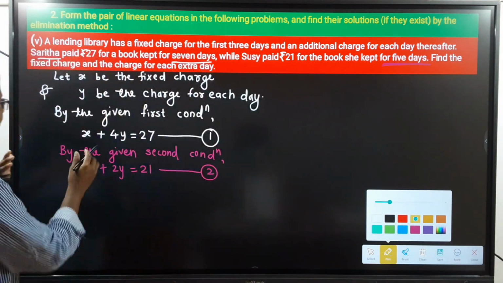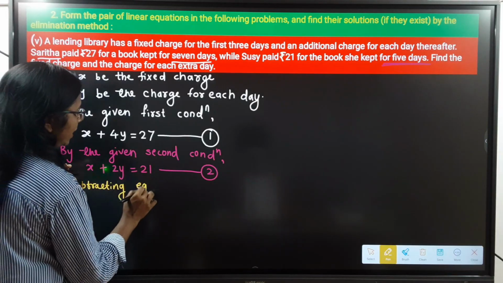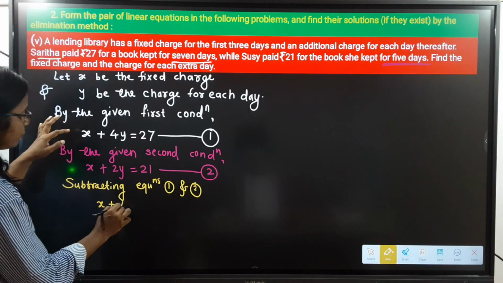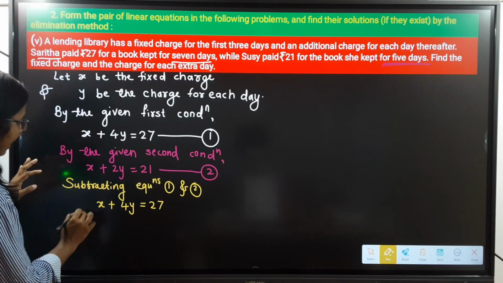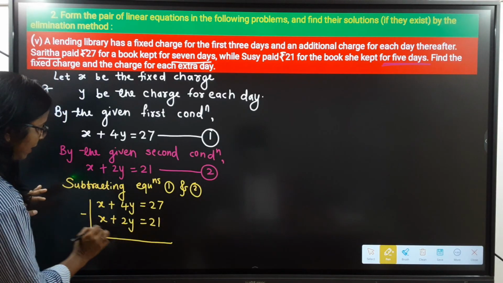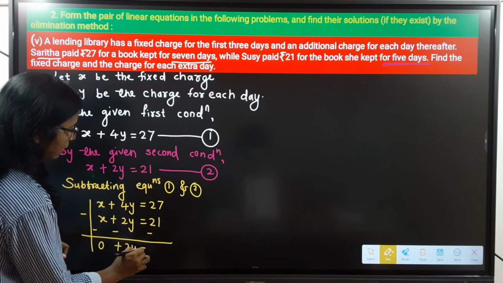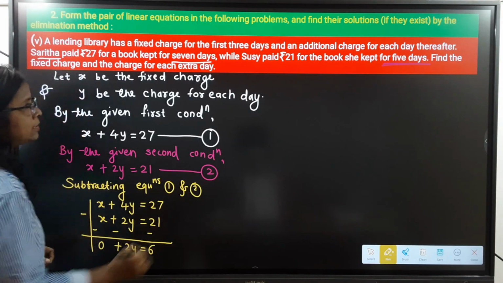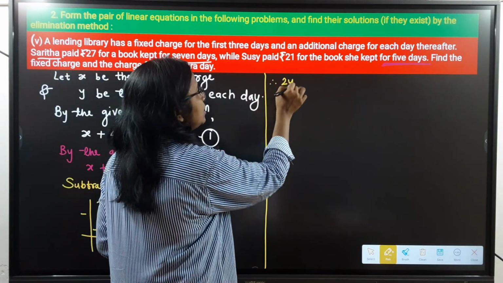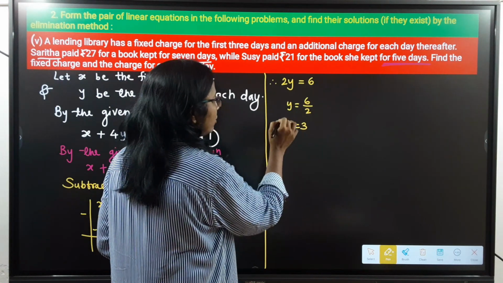So here we write, subtracting equations 1 and 2. First equation, x plus 4y is equal to 27, minus, x plus 2y is equal to 21. Now changing the sign, minus. x minus x is 0. 4y minus 2y, that means plus 2y, is equal to 27 minus 21, that will be 6. So 2y is equal to 6. So y is equal to 6 upon 2. So y is equal to 3.